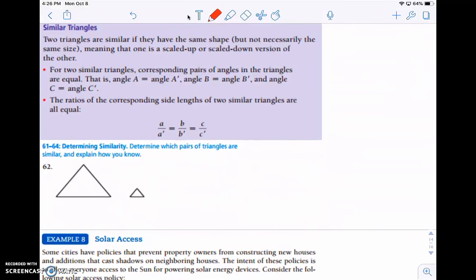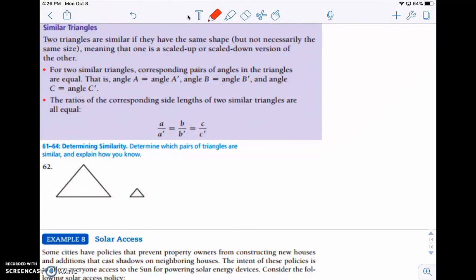Okay, now we're going to talk a little bit more about triangles. So we went from a right triangle, which is the Pythagorean theorem, to similar triangles. We say two triangles are similar if they have the same shape, but not necessarily the same size, meaning that one is a scaled up or scaled down version of the other. So if we're looking at similar triangles, all of our interior angles have to be exactly the same, but the lengths of the sides don't have to be the same.